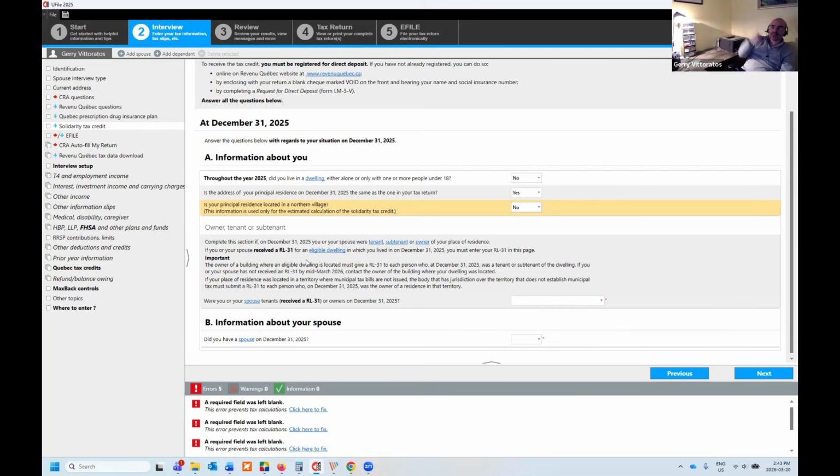And the only way you're entitled to a Relevé 31 is if your name is on the lease. So if, for example, you live with a roommate or with your spouse or whoever, and your roommate in this case is not officially on the lease, your roommate does not get a Relevé 31. Only you get it, and only you are entitled to the residential component of solidarity. Okay? Now, your roommate can still claim solidarity, but your roommate can only claim the QST component, not the residential component.